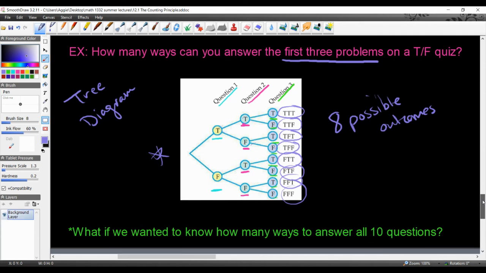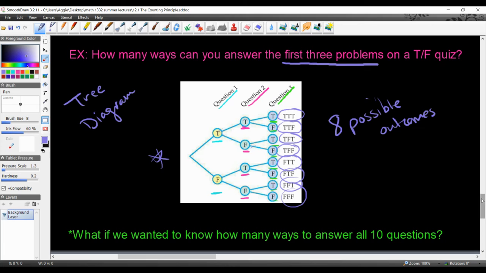But what if I wanted to know how many ways it'd be for all 10 questions? So you see how with this one, you would have to make a really big tree diagram, okay?